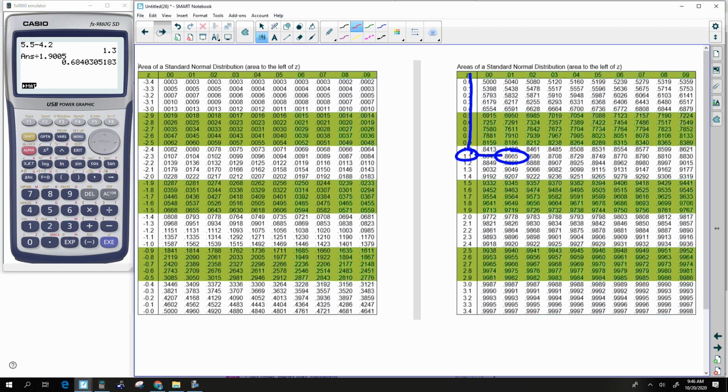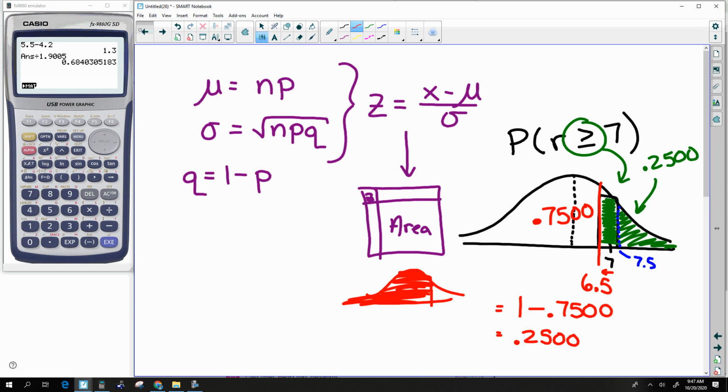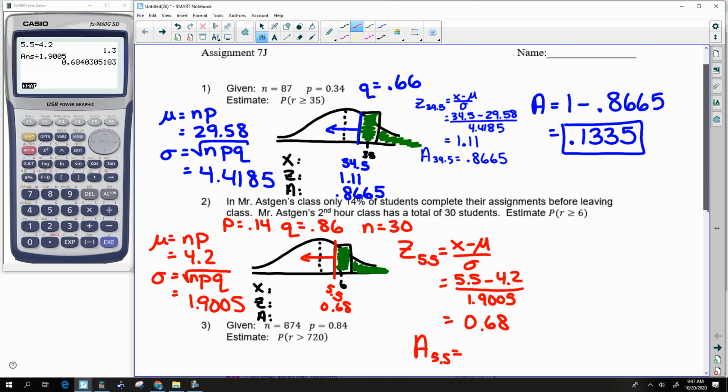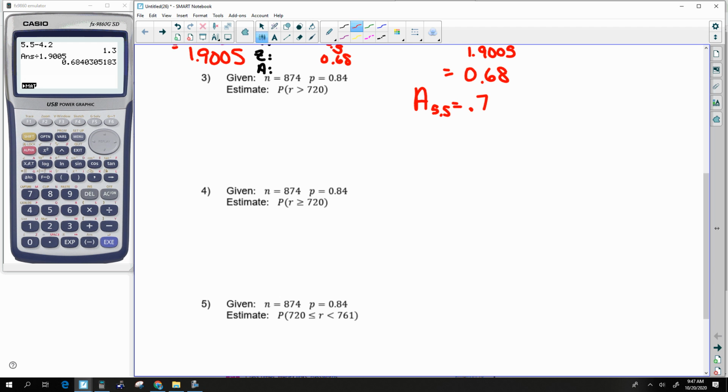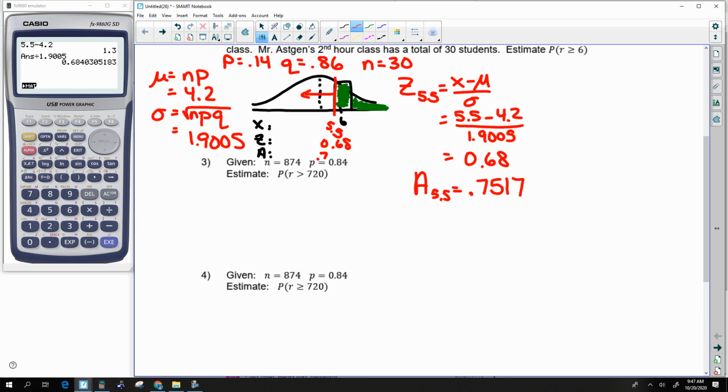So I'm looking up 0.68, 0.7517. In this problem, that is not the area that I want. So to get my answer, what I need to do is adjust it by taking that away from 100%.